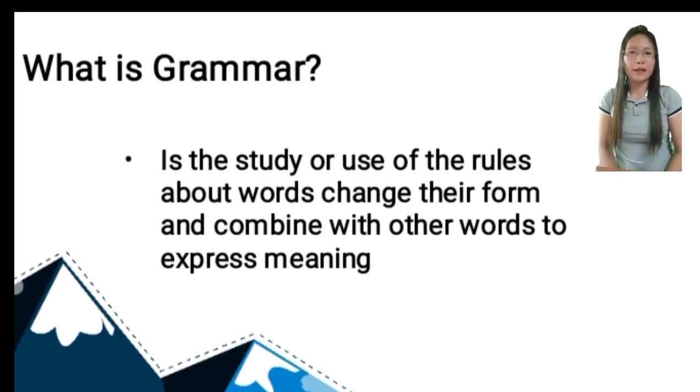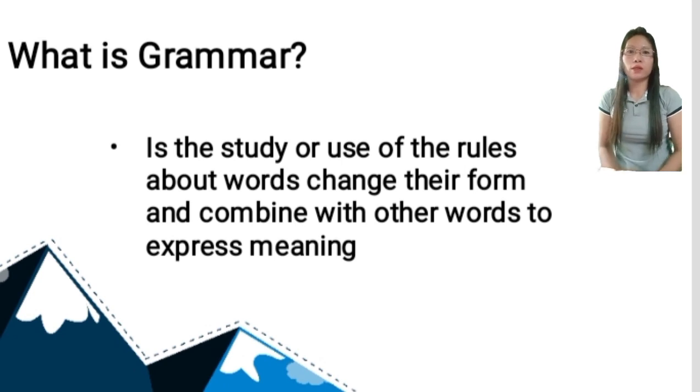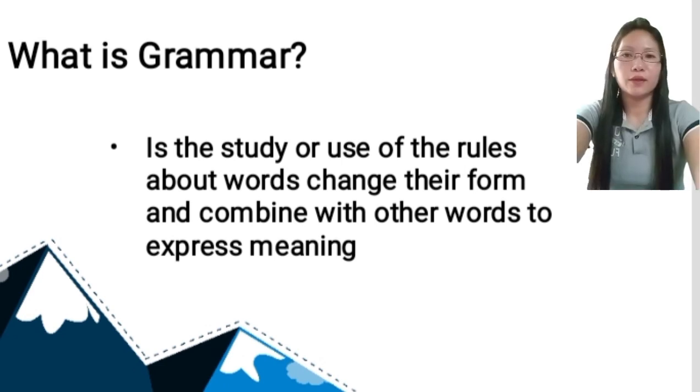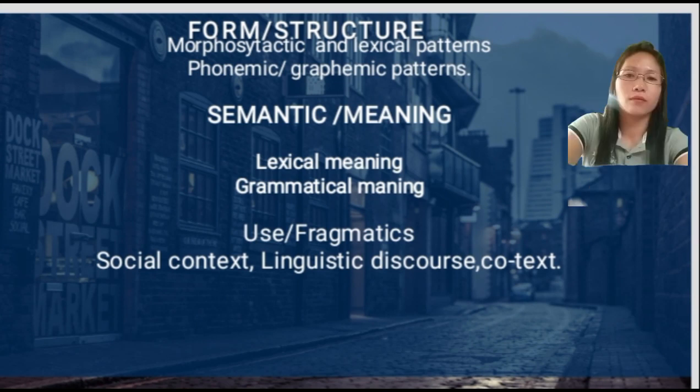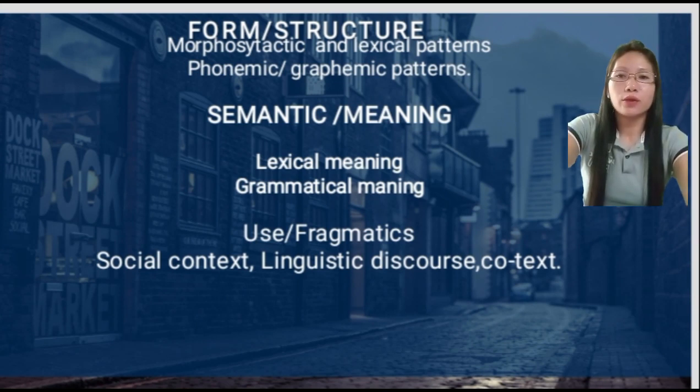Grammar is the study or use of the rules about how words change their form and combine with other words. So grammar is a set of structural rules. It helps us to understand how words change their forms and are combined into a sentence. Now, there is a three-dimensional grammar framework.